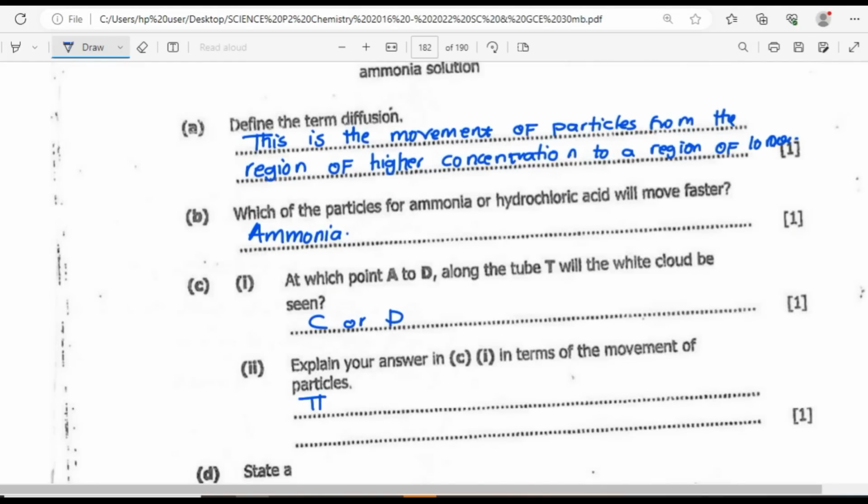So this is because ammonia will cover a greater distance.